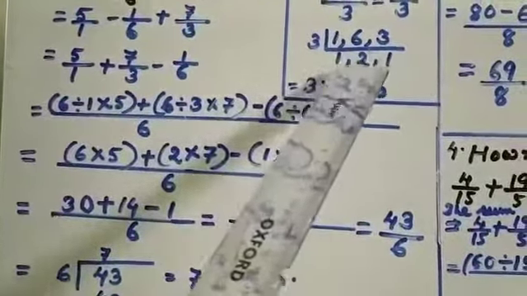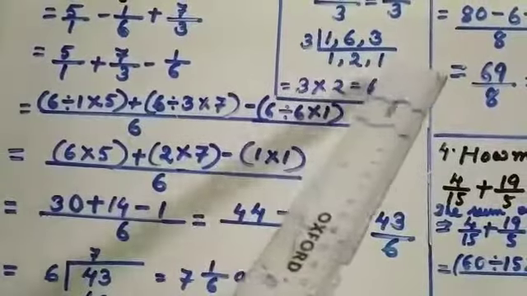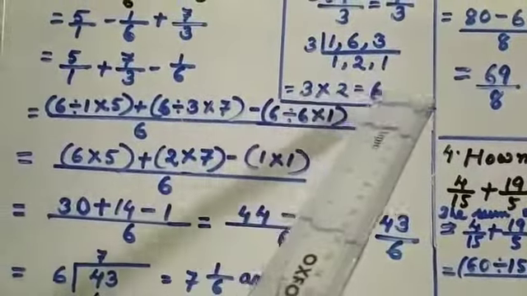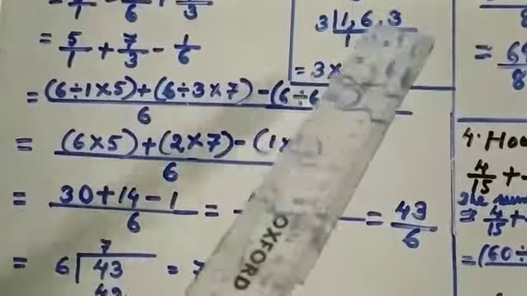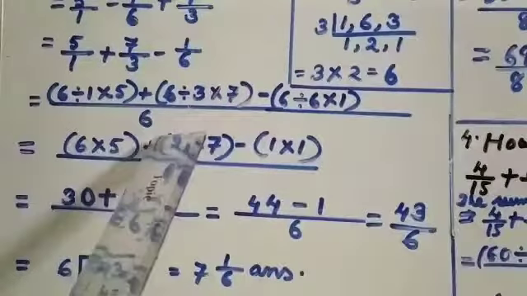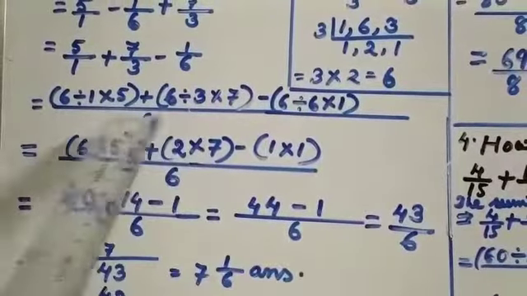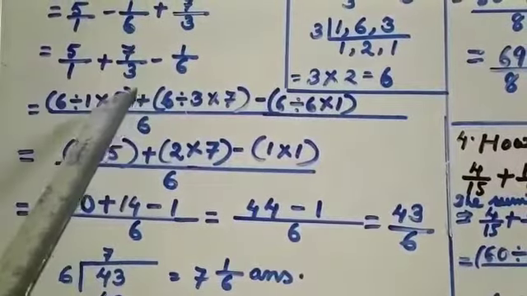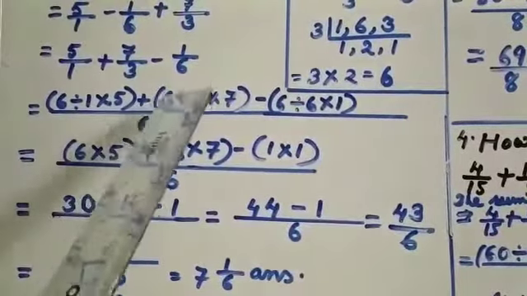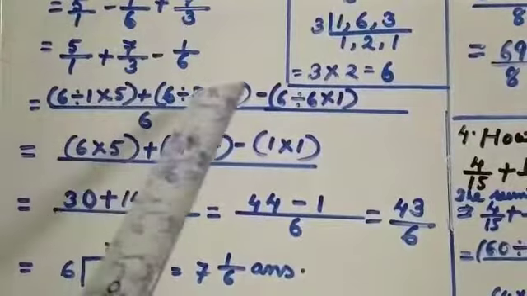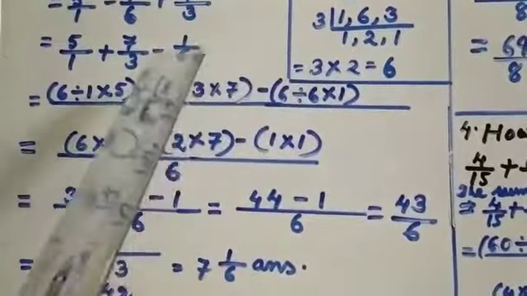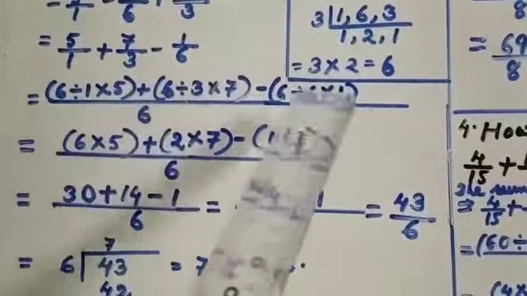So 1 you will write. 3 2s are 6. 3 1s are 3. 3 2s are 6 is the LCM. So this LCM will be written as denominator. Clear? Now 6 divided by 1 multiplied by 5 plus 6 divided by 3 multiplied by 7 minus 6 divided by 6 multiplied by 1.